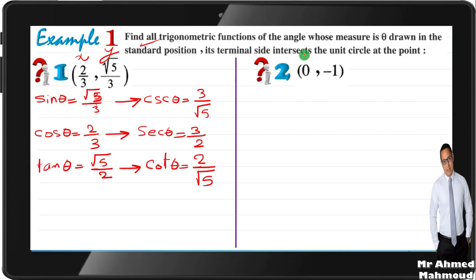X equals 0, y equals negative 1. The cosine is 0, the sine is negative 1. So cosine theta equals 0. Now sec theta equals, this is 0, so it will be 1 over 0, which is undefined.